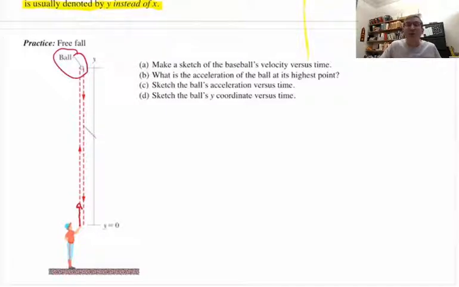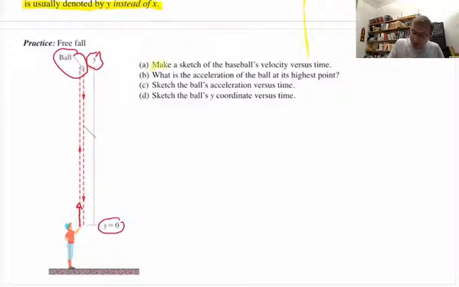Okay? Note that the problem specifies a plus y axis pointing vertically up with y equals 0 chosen not on the ground, but where the player releases the ball. Okay, that's a pretty basic physical scenario. We want to study this a little bit. And here's the first thing I want us to do. Part A.